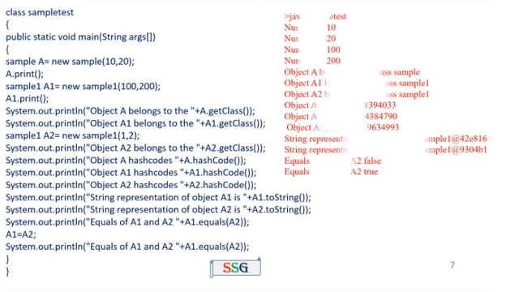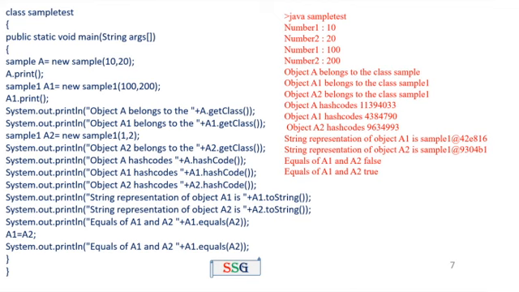The next command is System.out.println, object a belongs to the, that is a.getClass. The getClass function returns the class name of the respective object. Here you check the object. Here the object a belongs to the class Sample. The next one, System.out.println, object a1 belongs to a1.getClass. So a1 belongs to the class Sample1.